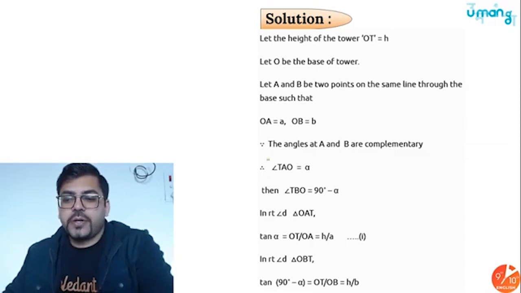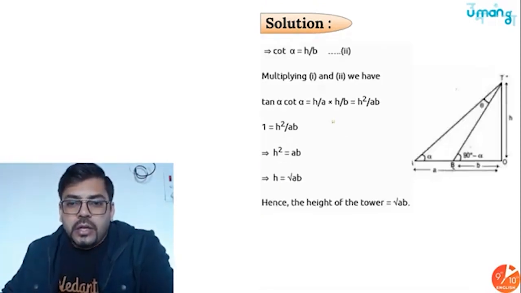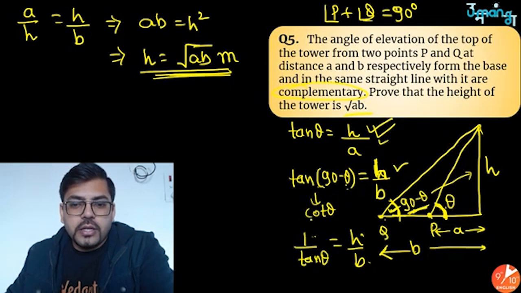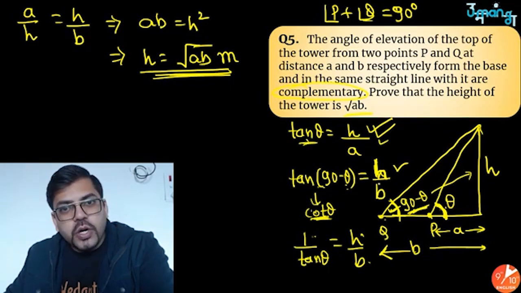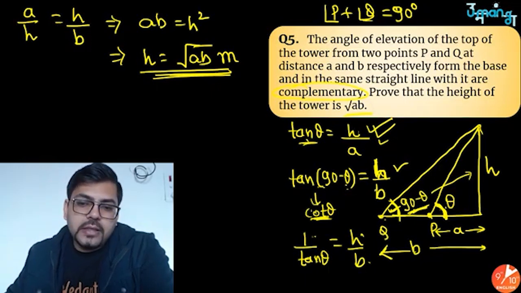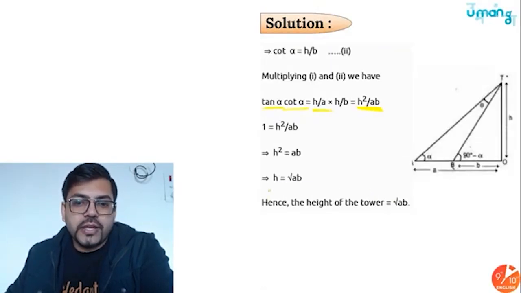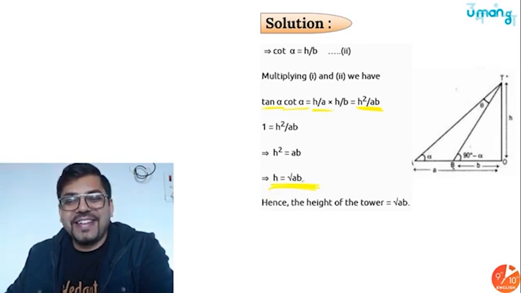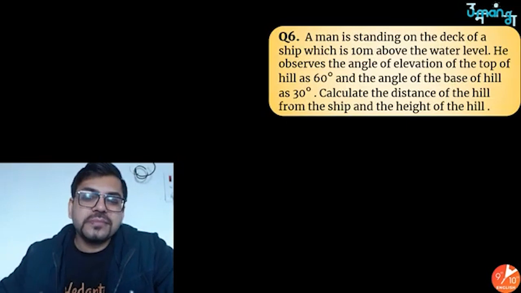See here, the same way they also did this thing, h square by ab, cot alpha tan alpha, they actually multiplied it. Like we could have also done it, that they got cot theta and they got tan theta, they multiplied it. So that could also have been one of the methods, h by a into h by b. That also would have given you the same answer. So finally we got h equals root ab. That's it. Okay, so moving on, next question.